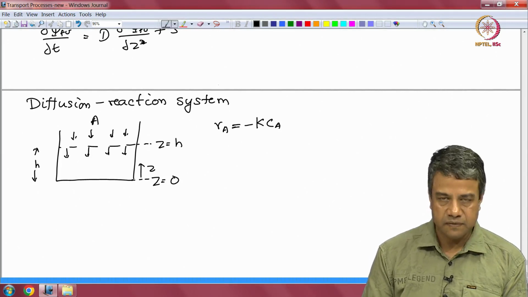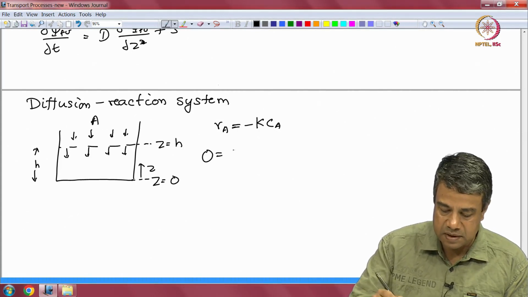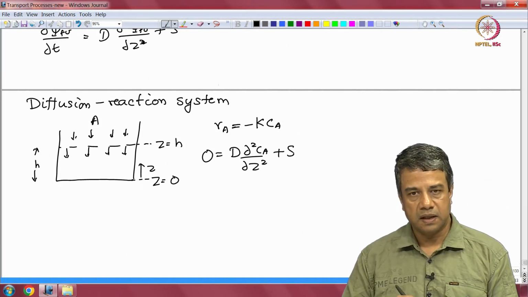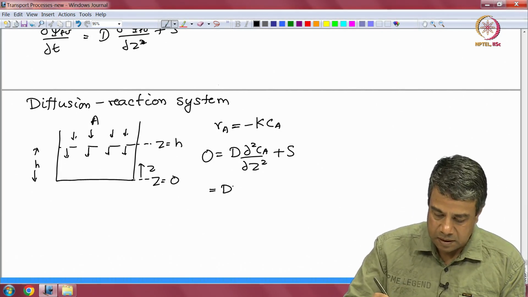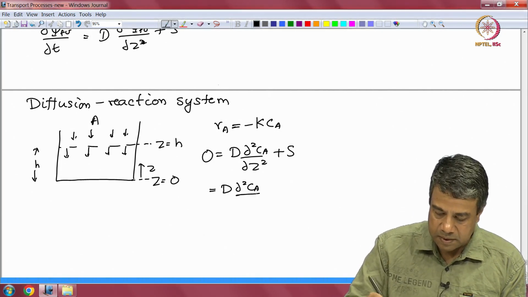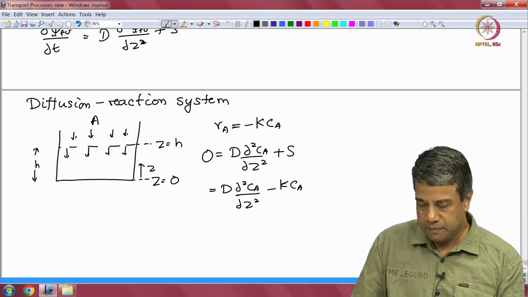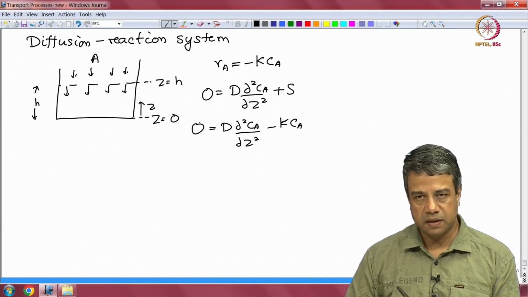So, the governing equation for this steady state, if we assume steady state, is 0 equals D partial square C_A by partial z square plus S. And S in this case is the reaction rate, so this is equal to D partial square C_A by partial z square minus K C_A. So, this is the conservation equation and you can solve it.